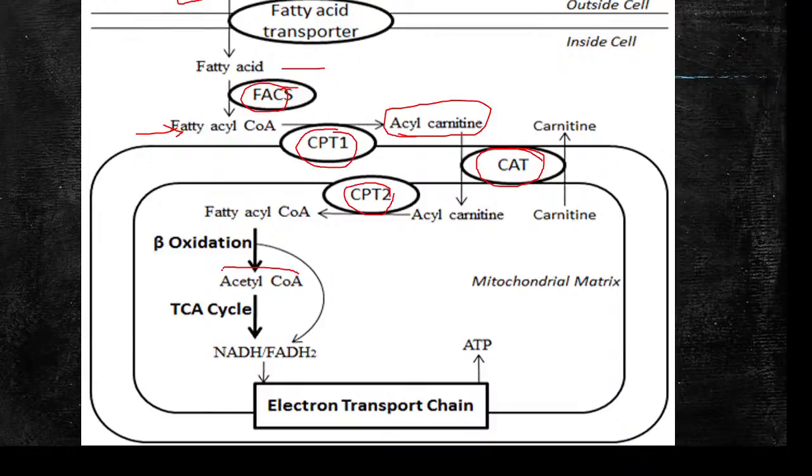This acetyl CoA enters the TCA cycle. During beta oxidation, one molecule of NADH and one molecule of FADH2 are also released in each cycle of beta oxidation. From the TCA cycle, 12 ATPs are generated from each acetyl CoA. That is 12 ATPs from the TCA cycle, 3 from NADH to make 15, and 2 from FADH2. That is a total of 17 ATPs generated from each cycle of beta oxidation. So this is the overall process of beta oxidation.